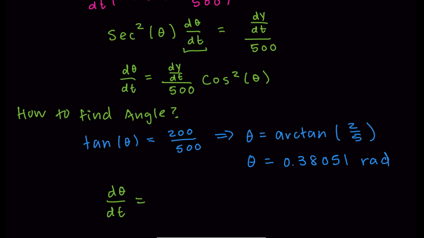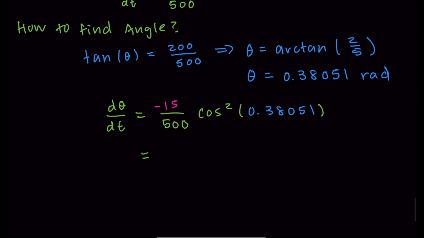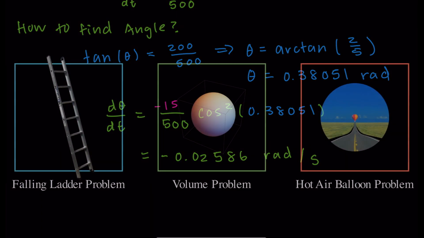Now that we have theta, we can get d theta/dt. So we just plug in our values. Remember that dy/dt is equal to negative 15. We divide that by 500. Now we plug in our theta value, which we got from above. Now we can put this entire expression into a calculator in order to get negative 0.02586 radians per second. So there we have it.